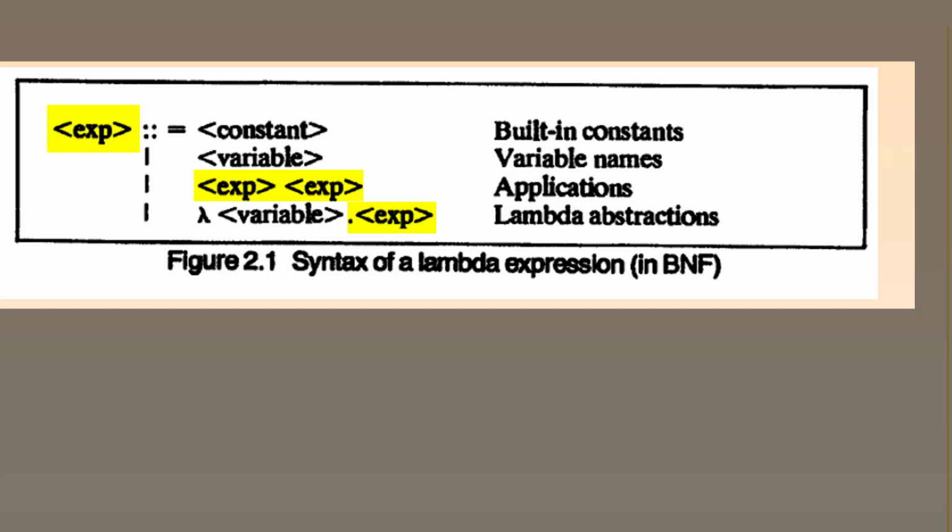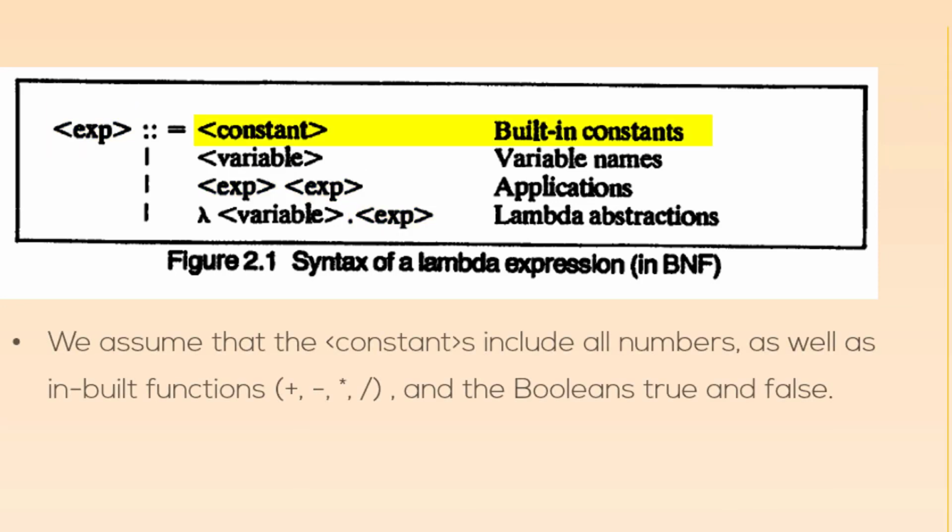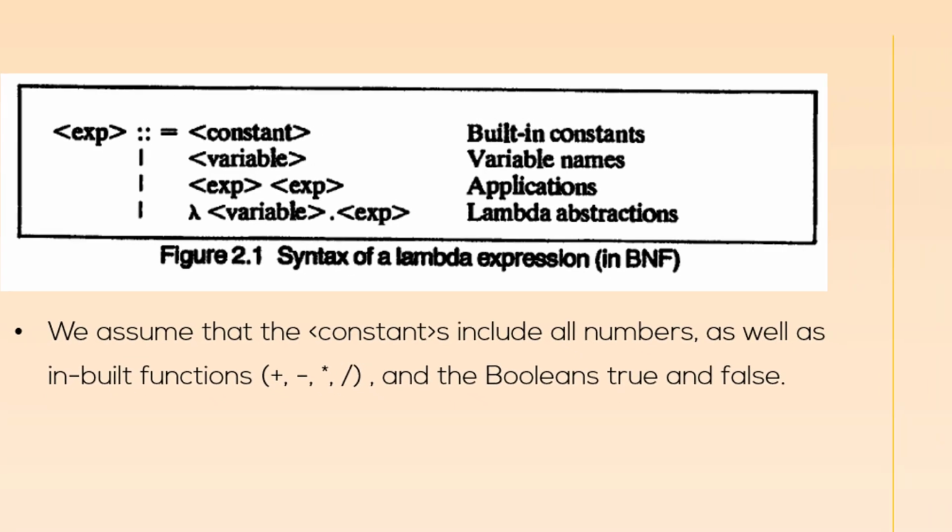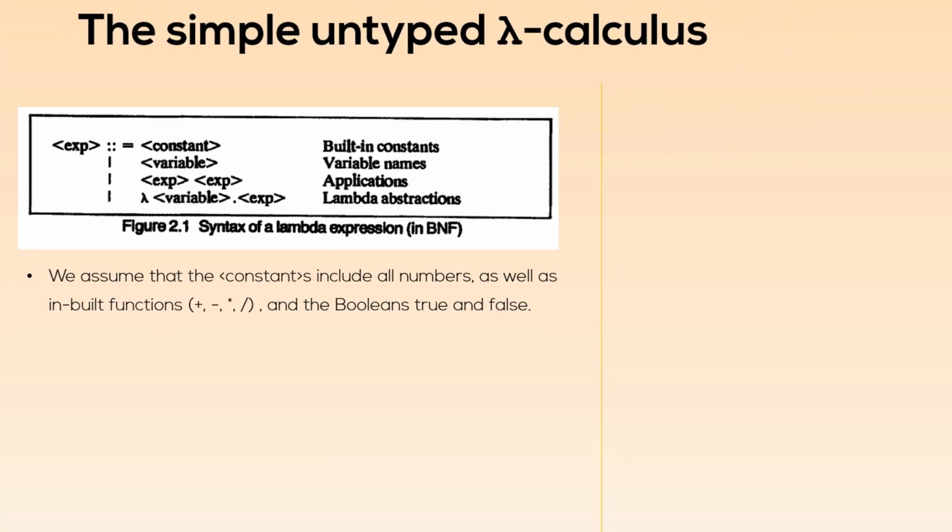For our purposes, we assume that the constants defined include all numbers as well as all inbuilt functions like plus, minus, multiply, divide, and the booleans true and false. Where appropriate, we also allow the usage of brackets to group things. This is to avoid ambiguity.